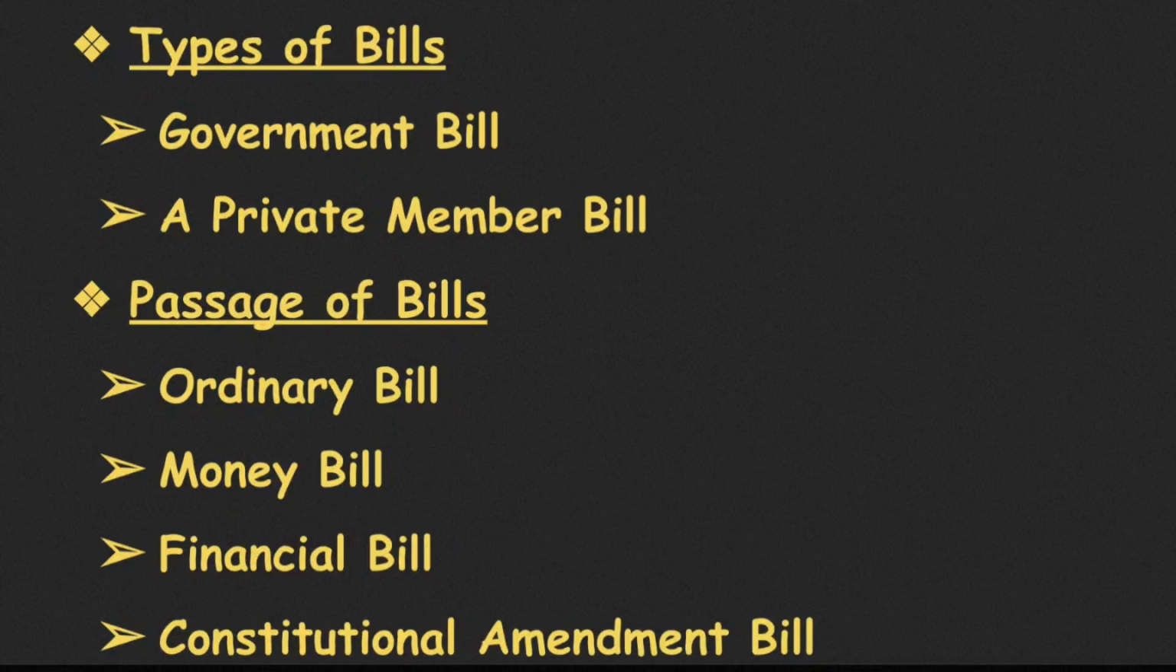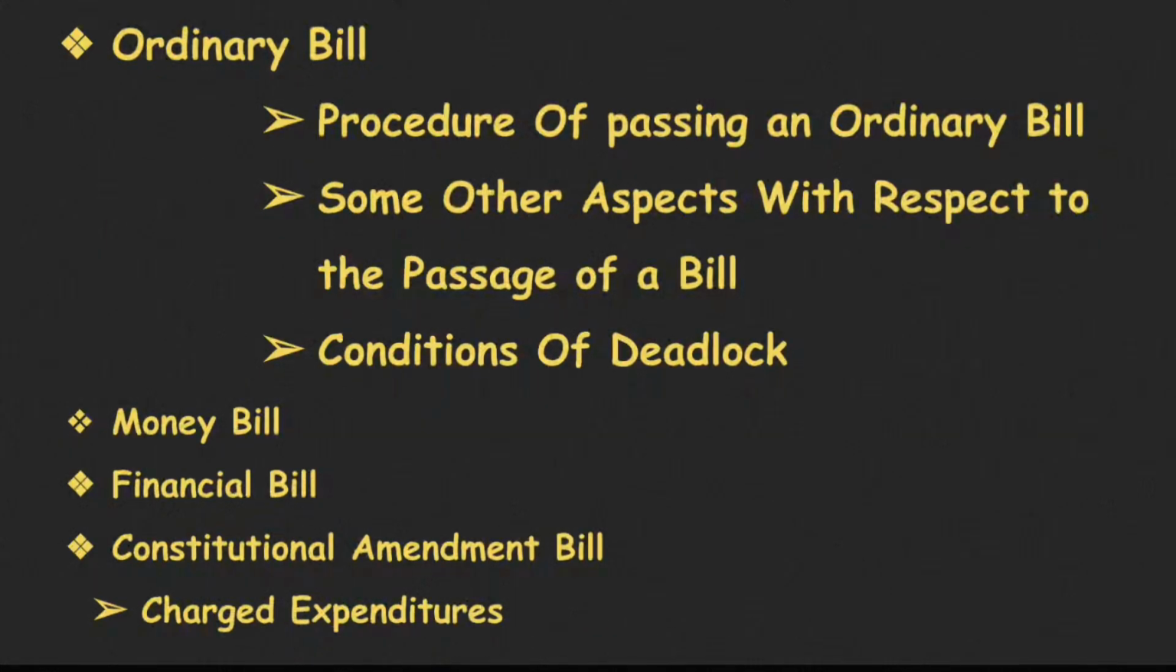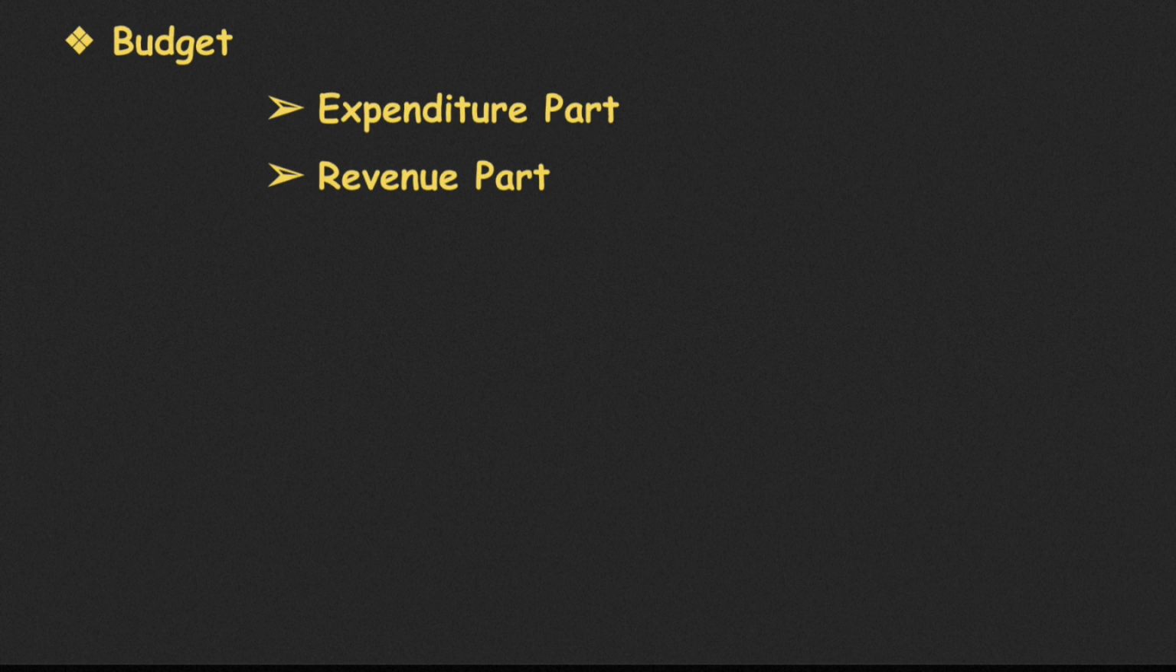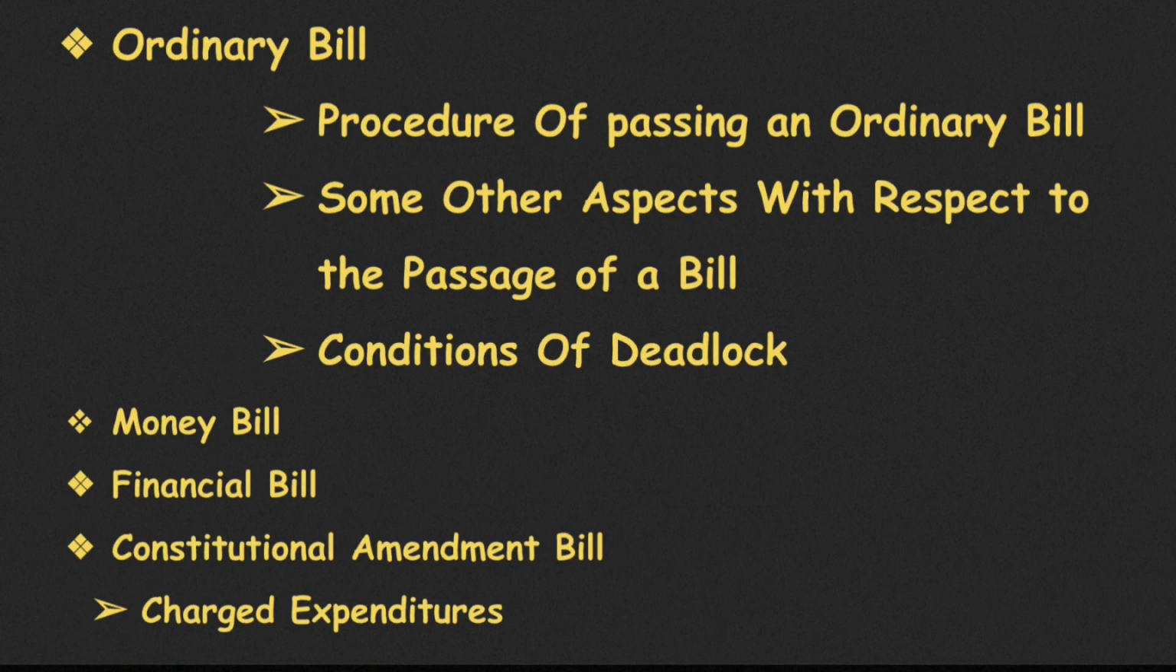The 24th Amendment Act 1971 made it binding on the President to give assent to the Constitutional Amendment Bill. Next, we should understand the term charged expenditure. For withdrawal of money from the Consolidated Fund of India, the prior approval or sanction of the Parliament is required. The charged expenditures are those expenditures which are charged on the Consolidated Fund of India, but they do not require prior approval of the Parliament for its withdrawal.